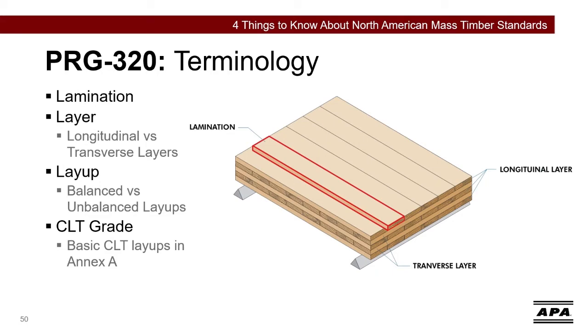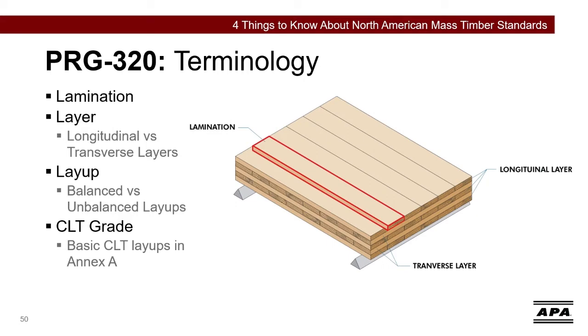Each layer of CLT is made up of an arrangement of laminations laid out parallel to each other in one plane. A longitudinal layer consists of laminations oriented in the major strength direction of the CLT panel, which we will define on the next slide. And a transverse layer consists of laminations oriented in the minor strength direction, also referred to as a cross layer.